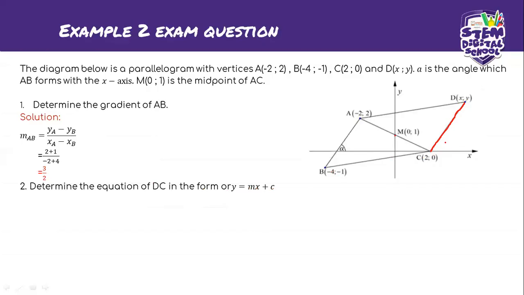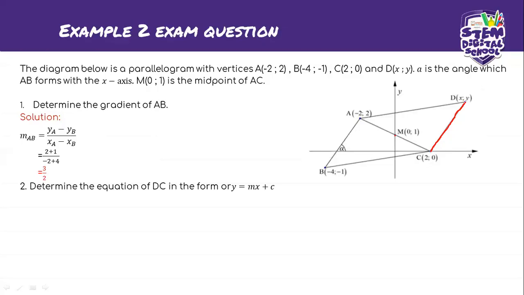Now remember earlier on what I did say about the equation. What do you need in order to be able to calculate the equation of DC? You need the gradient, you also need a point. And if you don't have a gradient, then surely you must have 2 points that will help you to calculate the gradient, right? Now let's see what we have in this question.